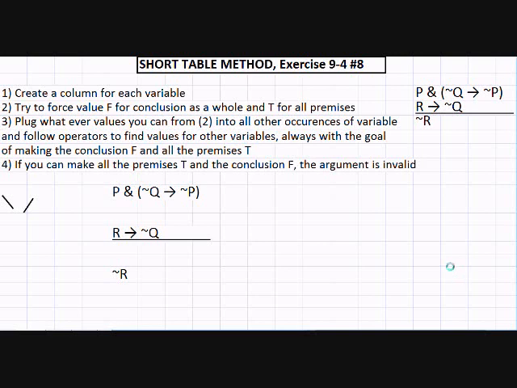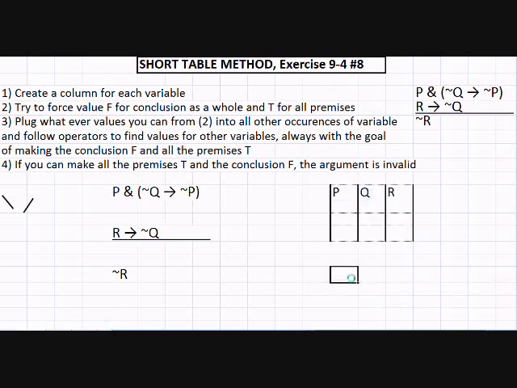As you can see, I have written the abbreviated form of the instructions for using the short table method. I have also decided to use the exact same question that we looked at in the last video, the video for the long table method. So let us begin. First of all, you're going to want to create columns for each of the variables that appear in the argument. Let's just do them over on this side. P, then Q, then R.